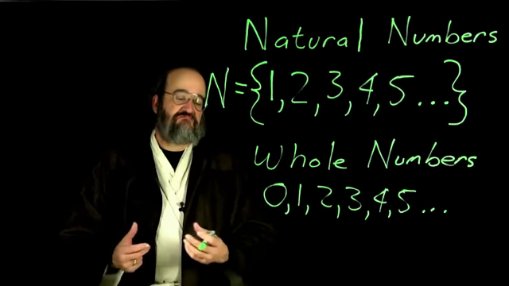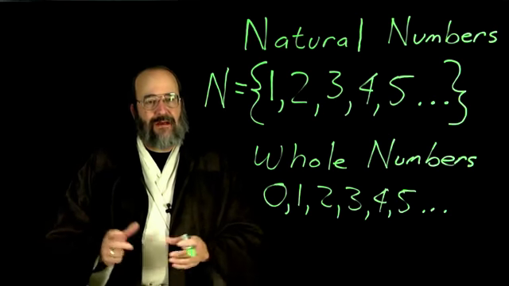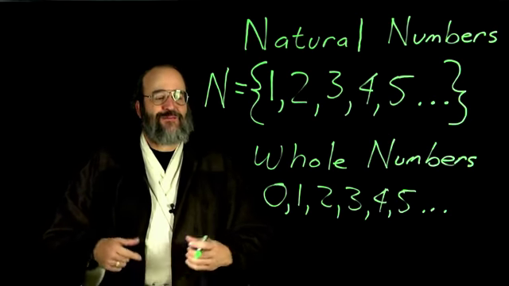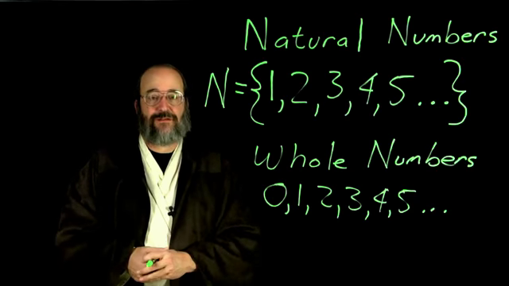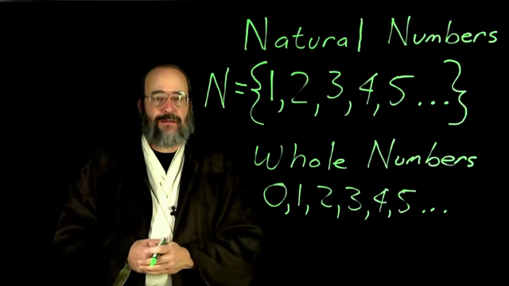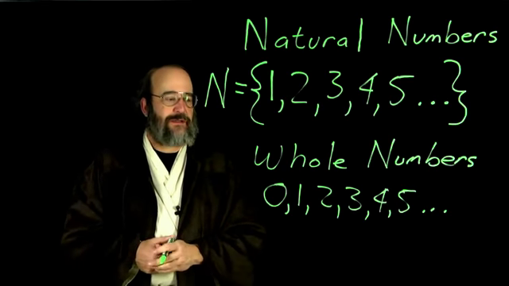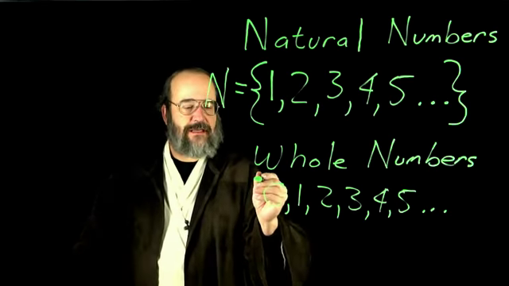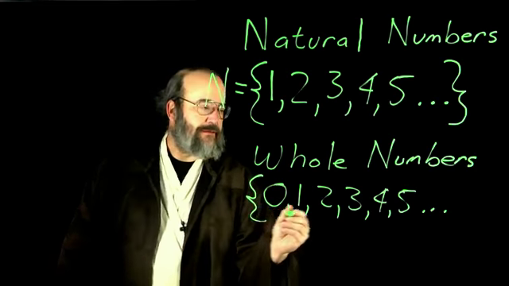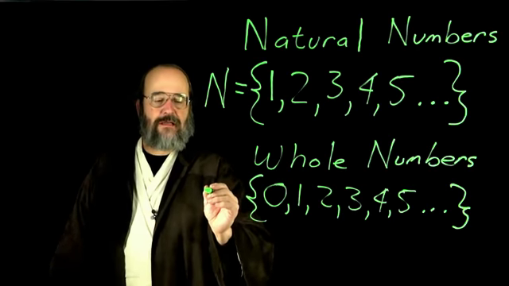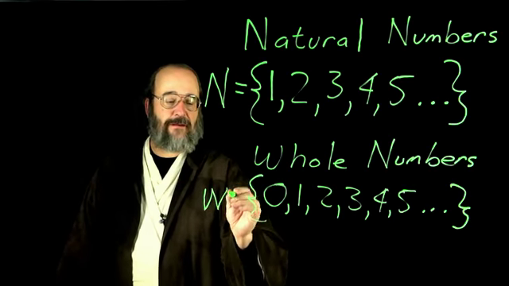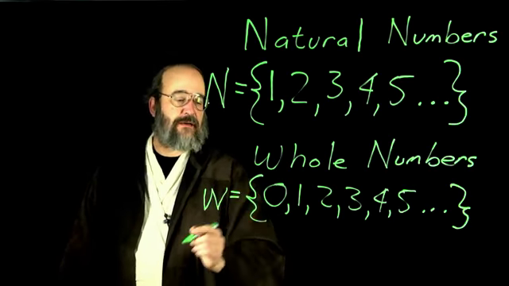Now 0 really was invented right around 200 AD and didn't get fully understood until almost the 1600s. So this is actually fairly new in terms of history. Once again, I can put this in set notation. We'll call this set W for whole numbers, and set W is equal to 0, 1, 2, 3, 4, 5, and so on.